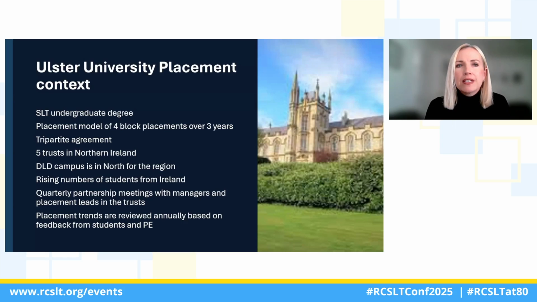So a little bit about ourselves at Ulster University and the placement context. We're an undergraduate degree over 3 years, and our placement model is a model of 4 block placements over 3 years. And we have a tripartite agreement with the trusts in our region in Northern Ireland that works very well in order for us to manage that placement capacity with the 5 trusts here. Our campus, which moved in the last 3 years, our university is a 3-campus university, is in the north of our region. It's the London Derry campus, and we've got 2 other campuses.